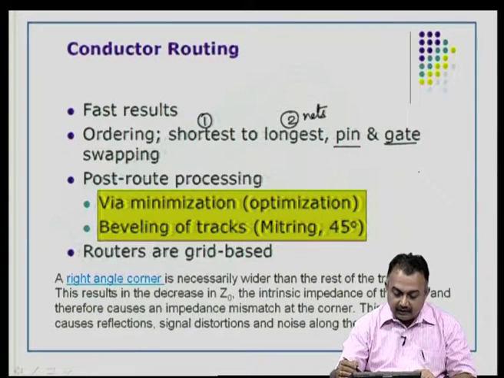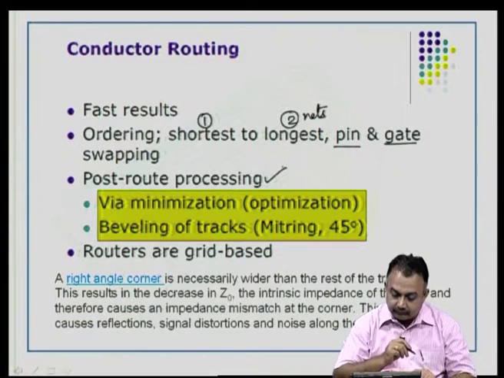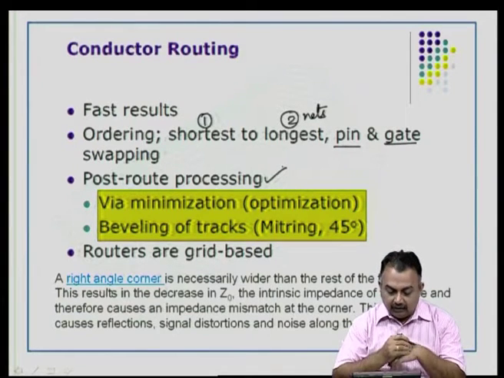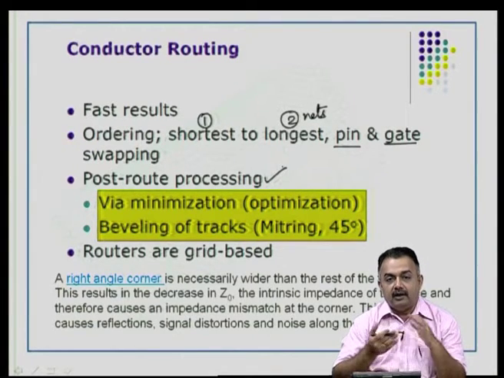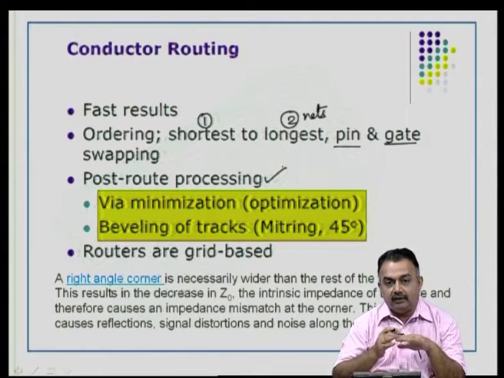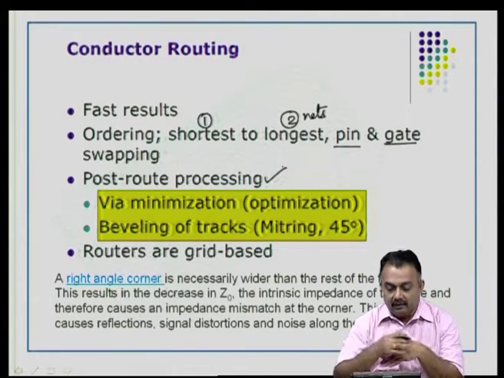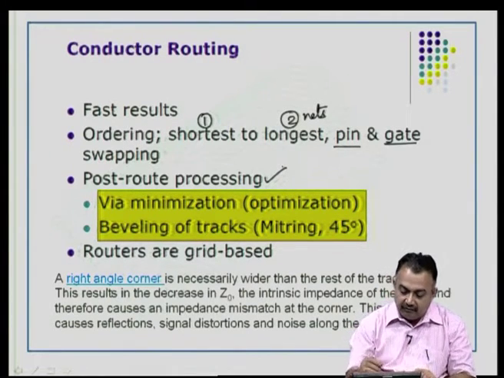After the routing is done, you do what is known as a post route processing. What is that? When you talk about a double layer board, to connect layer 1 to layer 2, it will put a via and interconnect from top to bottom. But in this process, it will add a lot of vias during the first level pass, but you have to minimize the number of vias.